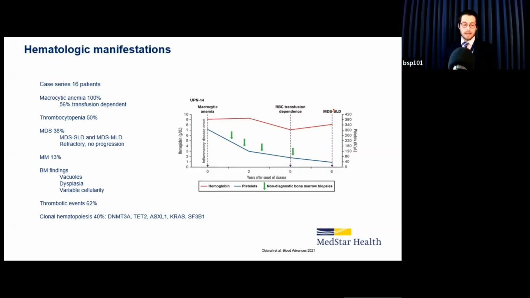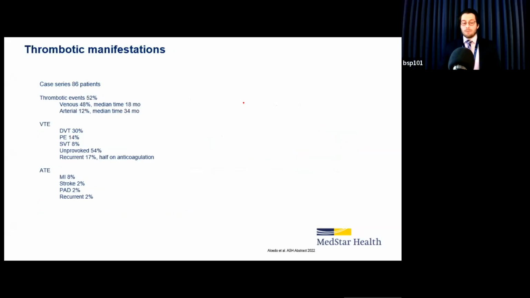So to touch briefly on thrombotic manifestations, because this is what I focused on during my fellowship, and it's very exciting to be part of this group. After the first series was published at the NIH, we took more data on about 86 patients, and we saw that almost half of them have thrombotic events. So this is now considered a very prothrombotic condition.